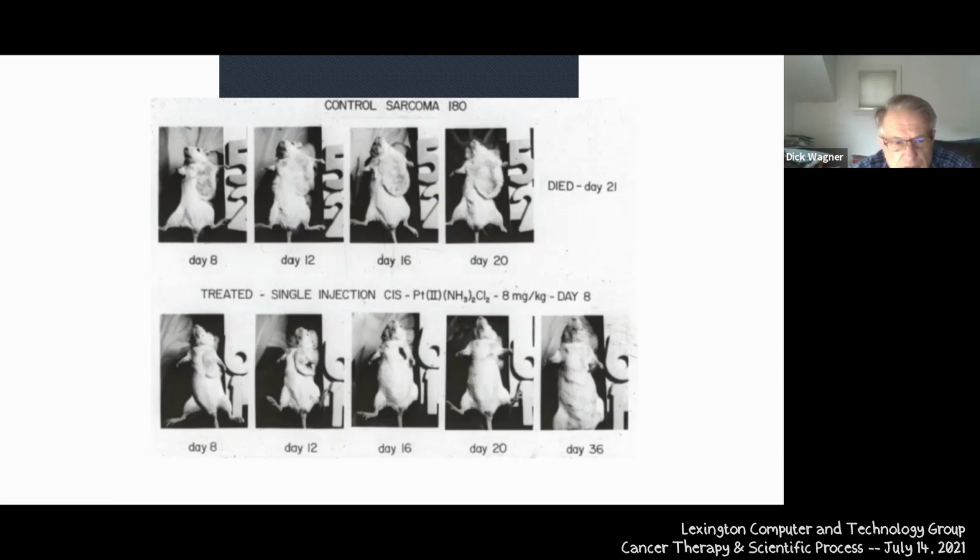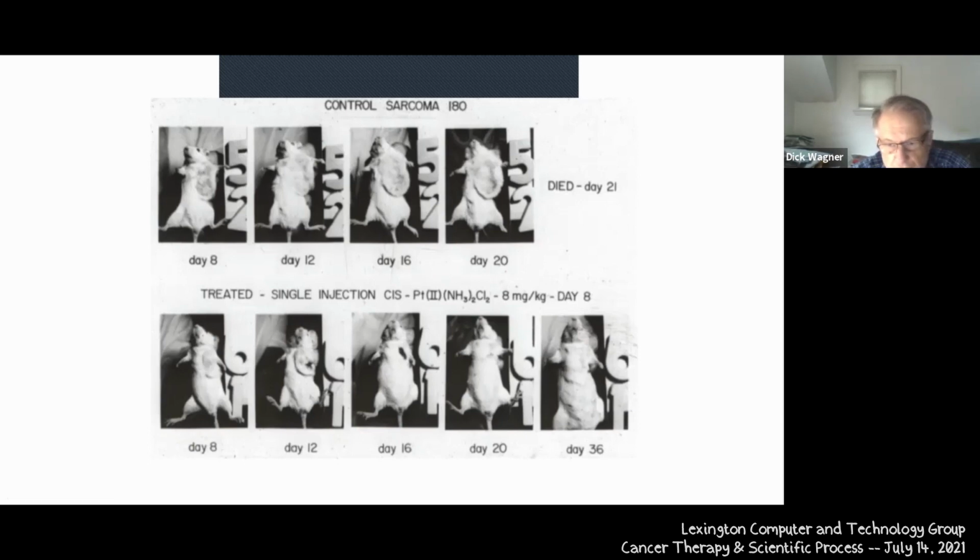In the experiment that they did here, on day 8, they injected this animal, which you can see has the sarcoma in it, same as the control, with one injection of the cisplatin, 8 milligrams of cisplatin per kilogram of body weight. Single injection. On day 12, it begins to regress. On day 16, it's almost totally regressed. And on day 20, it's gone.